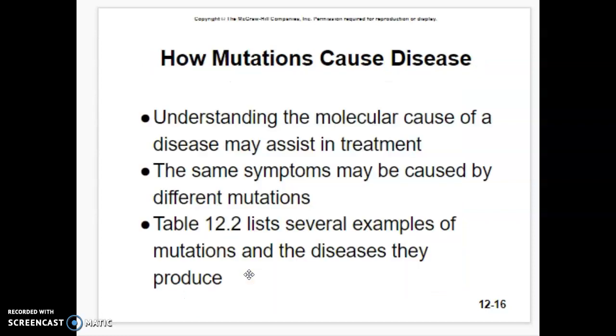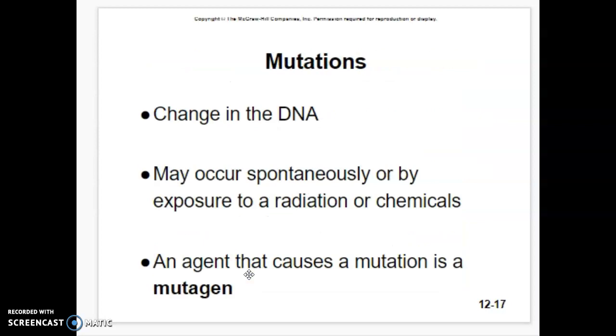So we do know mutations can cause disease. And you do know that a mutation is a change in DNA. It can occur spontaneously just through replication of our DNA. That's probably the most common form of mutation, is just being spontaneous. But exposure to different chemicals and radiation can cause the same thing. Those chemicals are referred to as mutagens. They create mutations.